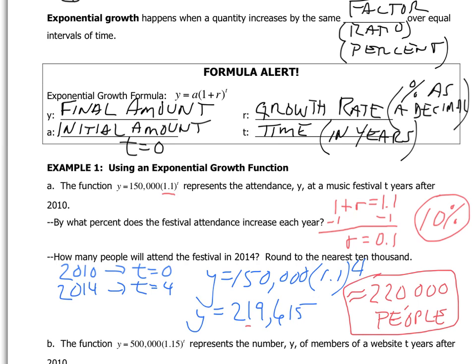Now we know that this is just a model. This doesn't mean that this will happen. A lot of things could happen that would make that number bigger or potentially smaller. But with the model that we are using, we are predicting that 220,000 people will attend.